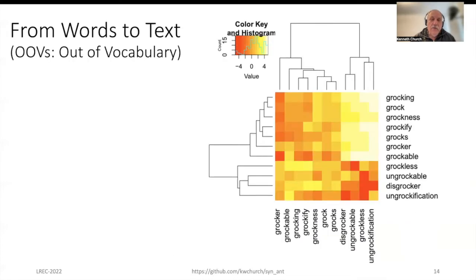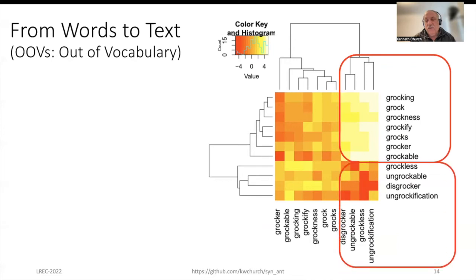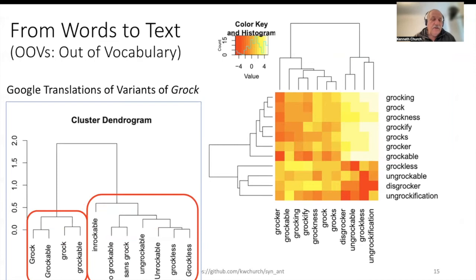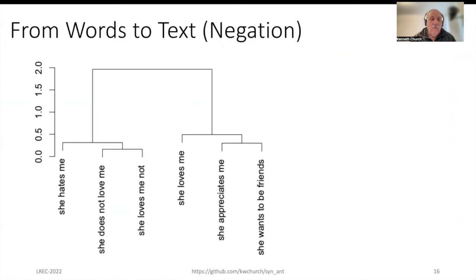Now, out of vocabulary words. So here we took a lot of variants of the out of vocabulary word "grok." What you can see is that the clustering seems to learn that there's a distinction between, let me call it, the positive cases and the negative cases. So it somehow seems to be learning something about morphology and out of vocabulary words to separate the positive cases from the negative cases.